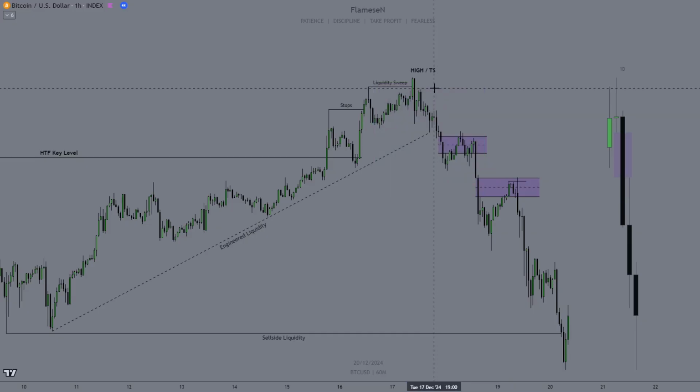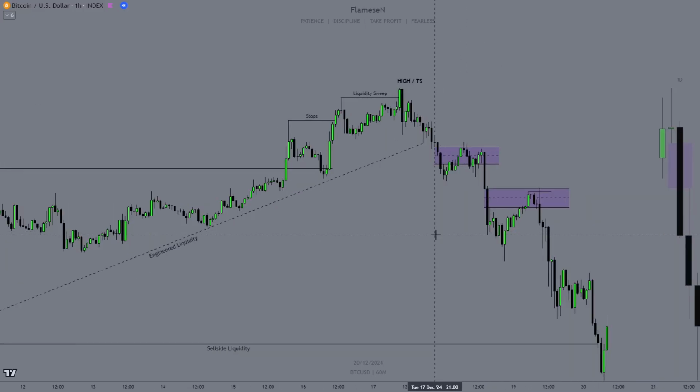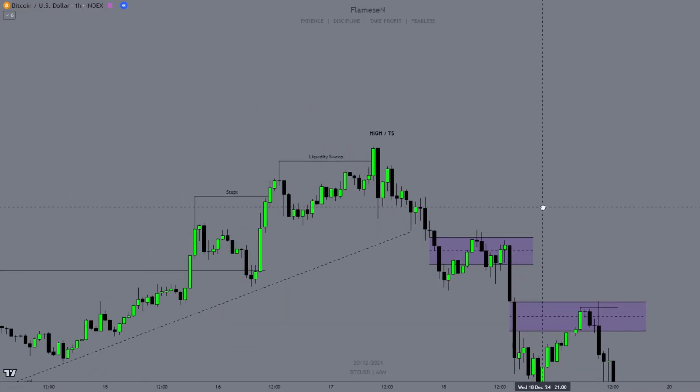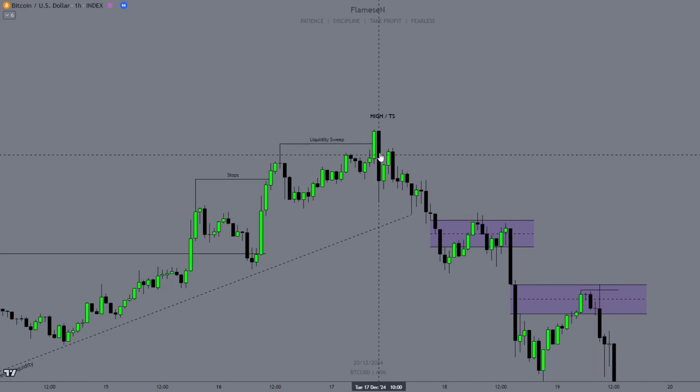This is when we look for our entry model. Once we see these 3 purges, we then look for our model 1 entry from an order block, which I will zoom into here to make it a little clearer. So you can see this big candle here, big bulky candle.